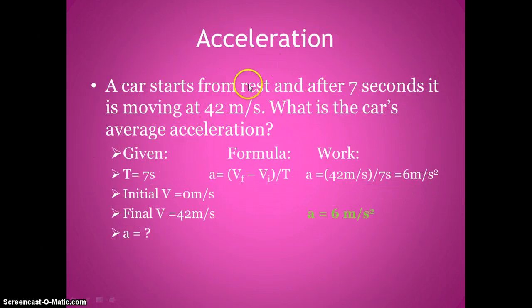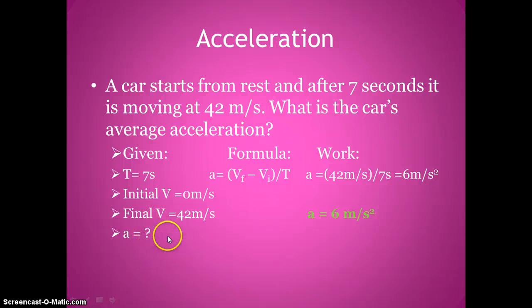Acceleration. A car starts from rest. At rest would be 0 velocity, 0 meters per second. And after 7 seconds, it's moving at 42 meters per second. What is the car's average acceleration? So we're given that the time is 7 seconds. Initial velocity would be 0. Final velocity, 42 meters per second.